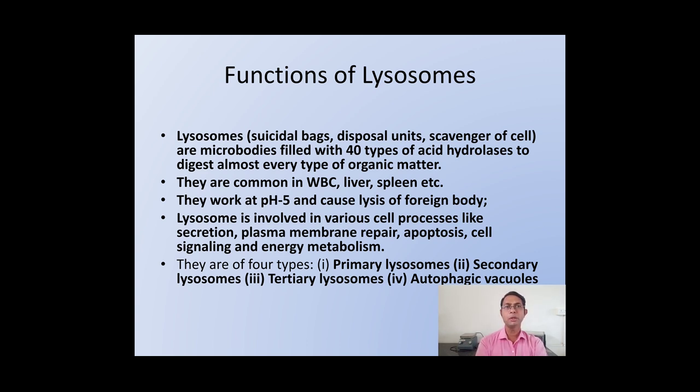Lysosome is involved in various cell processes like secretion, plasma membrane repair, apoptosis, cell signaling and energy metabolism. Secretion we know, that is, lysosomes are used for various kinds of secretion, such as acidic secretion. Lysosomes also repair the plasma membrane. The cell membrane, the plasma membrane around the cell, is repaired by lysosomes.